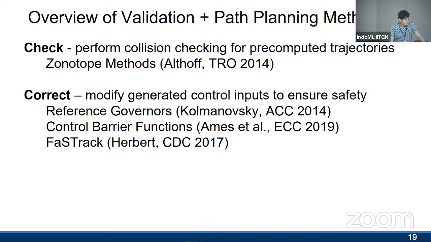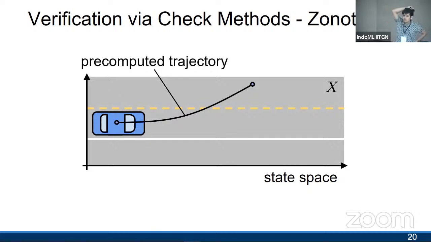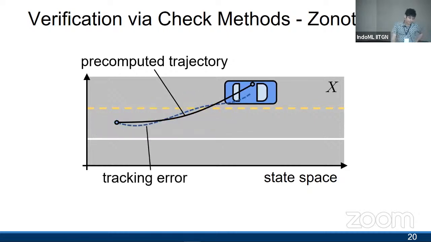Check methods, what they do is they don't actually do any planning. All they do is verification. They say, hey, can this particular plan be applied into the system in a way that is safe? So what do I mean by that? Again, let's go back to this cartoonish model. I have my car over here. It's operating in some state space. Well, in fact, I may have some pre-computed trajectory like make a left turn, right? That left turn, when it's realized by the robot, it'll have some tracking error associated with it, right? And that tracking error is simply some gap between the model that's being used by this trajectory planner and the true model of the vehicle, right?